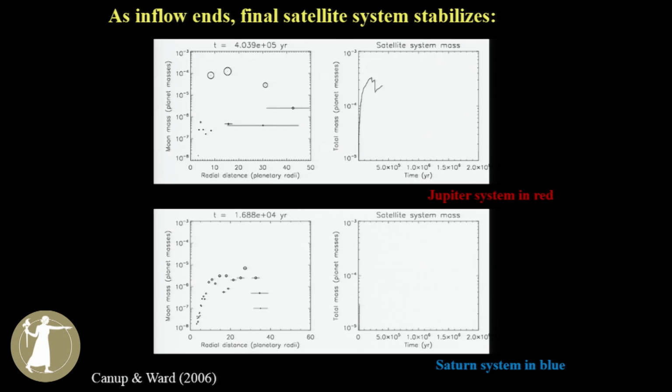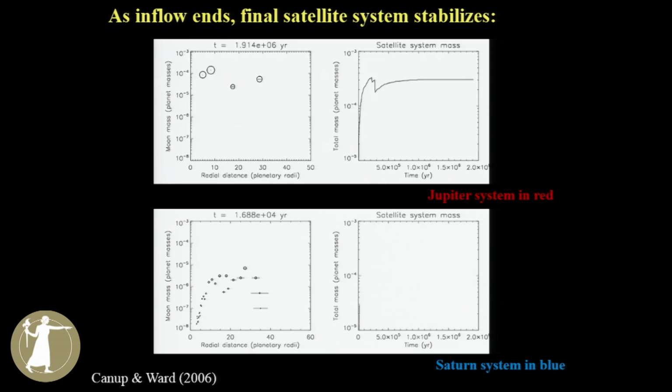We're concentrating on what the final generation of satellites might look like as a result of this simple combination of processes. In the upper case, you can see as the inflow ends to the disk, the total satellite system mass asymptotes, and we're left with a system of 4 large satellites that's broadly similar to the Galilean system, shown here in red.